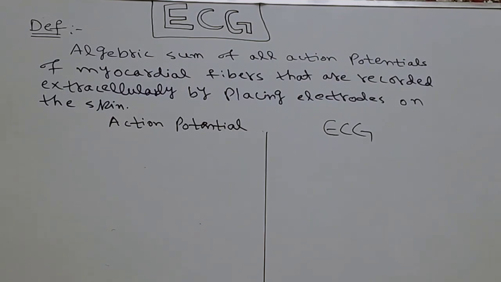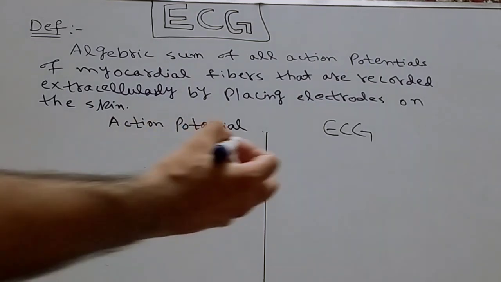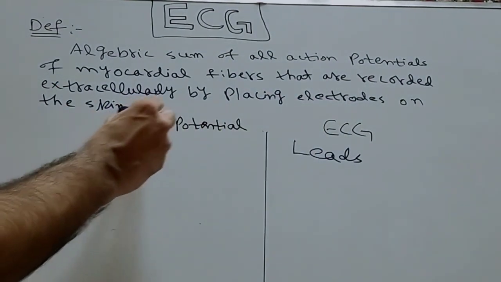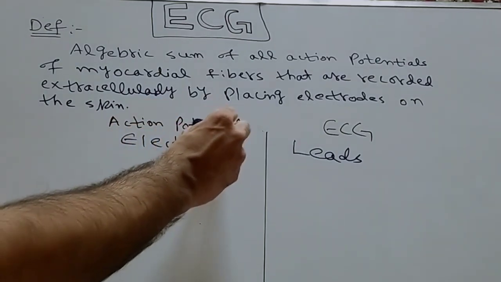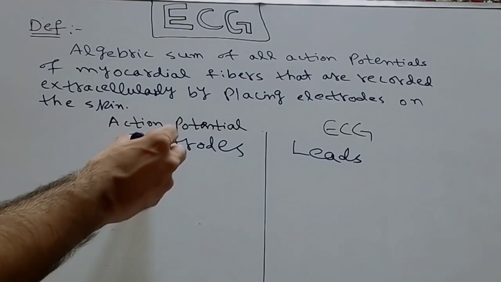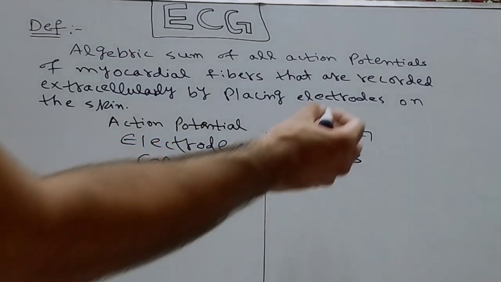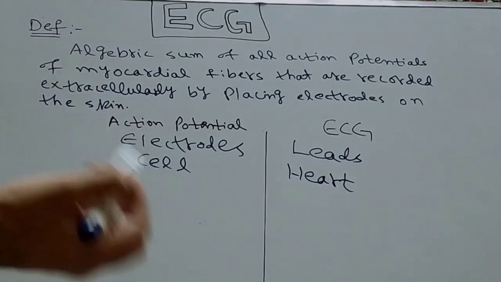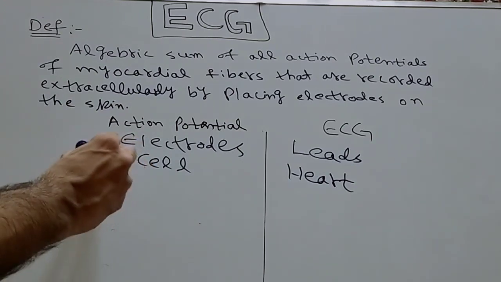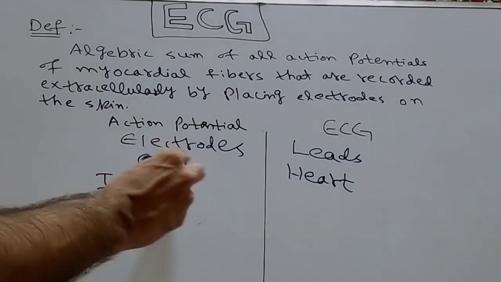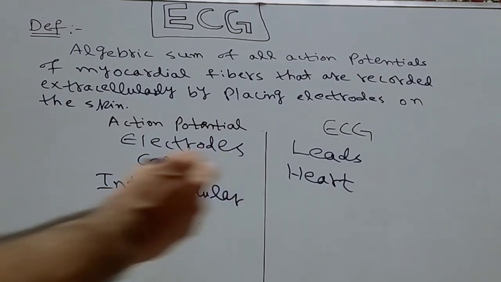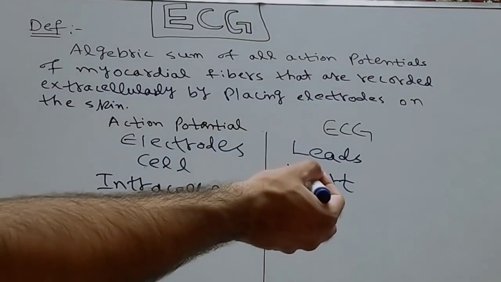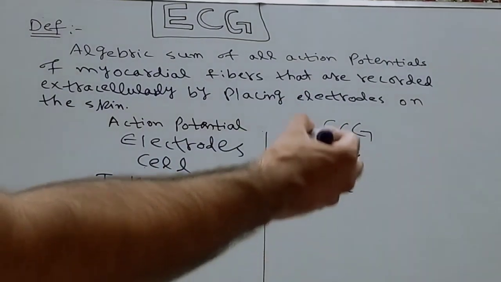Now I will demonstrate you about the differences between the action potential and ECG. So ECG is measured by using leads, while action potential by using electrodes. Action potential we can measure of cell, but ECG is measured of the whole heart. In order to measure the action potential, we have to insert the intracellular catheter, while for ECG we just place those leads on the skin.